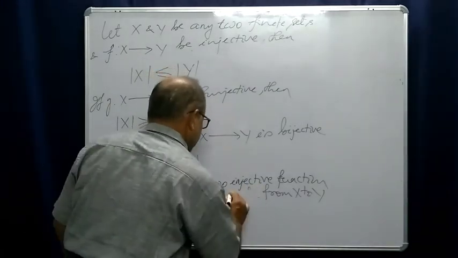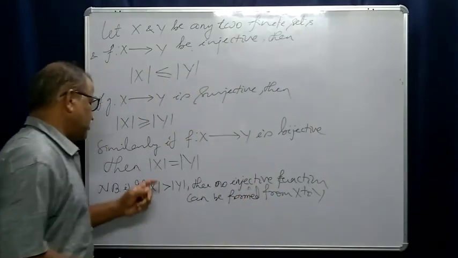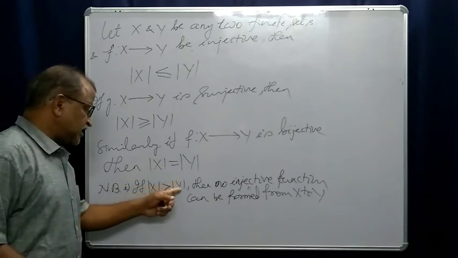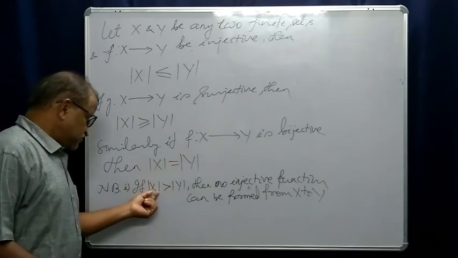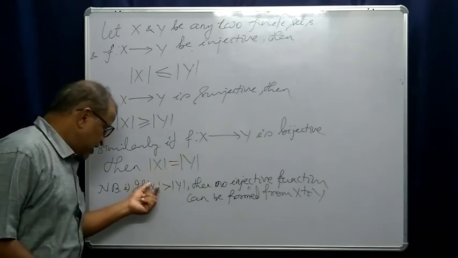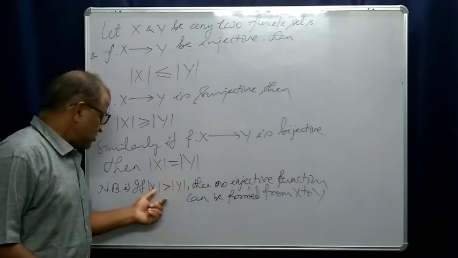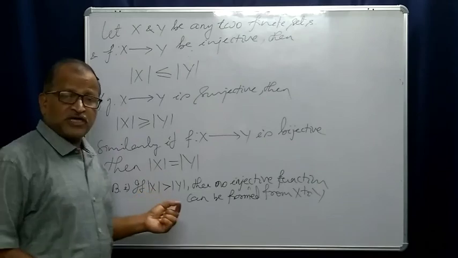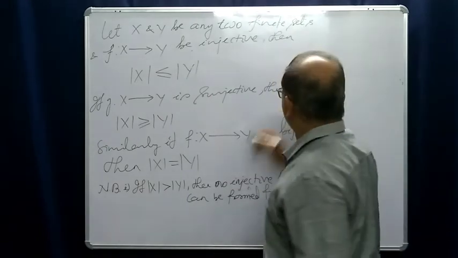It means formed from x to y, when cardinality of x is greater than cardinality of y. Because if we relate one element of x with one element of y, then we are unable to relate all the elements of x to the elements of y. We have seen, yes.